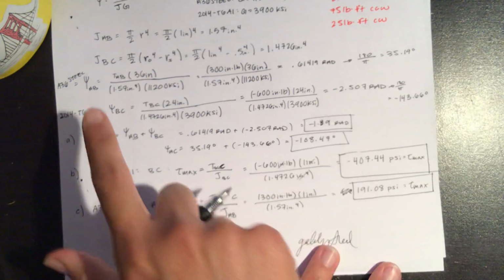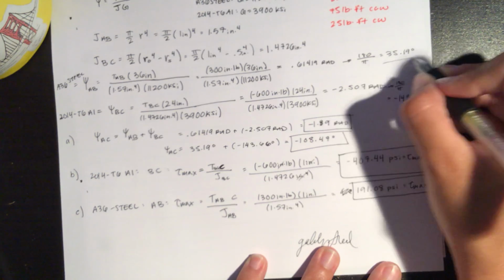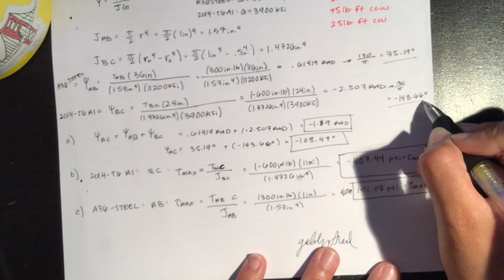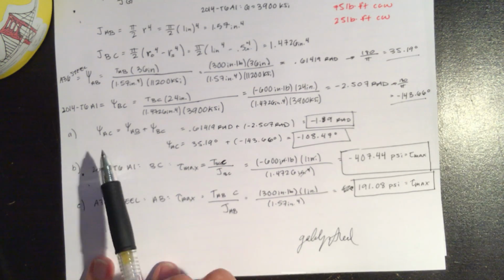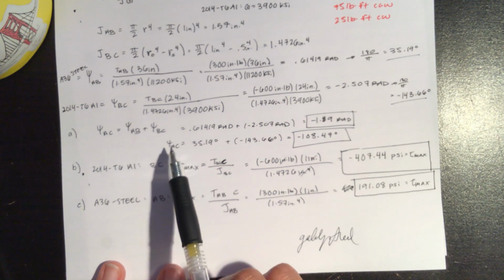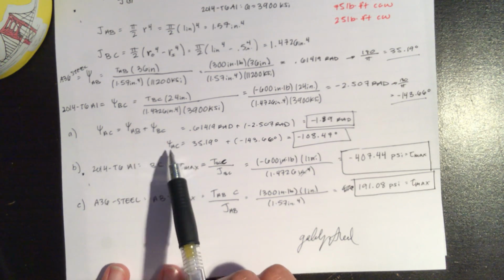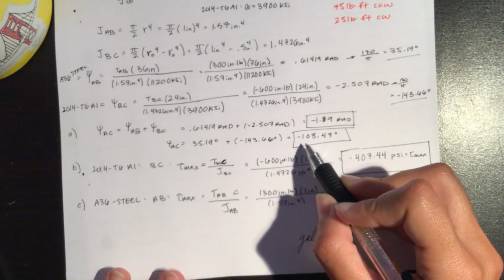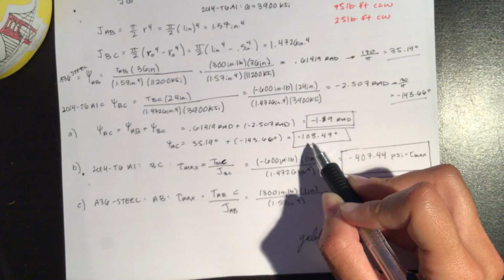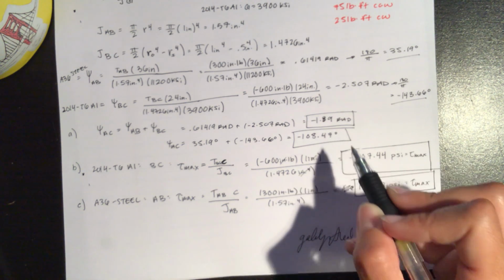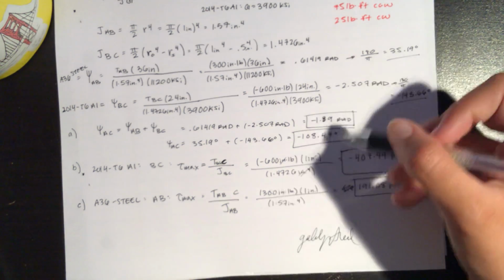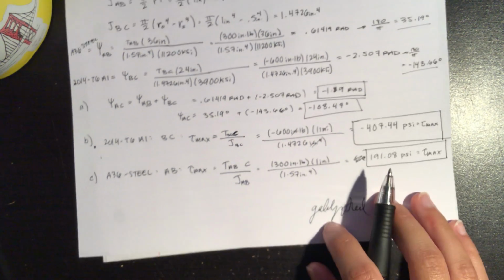For the twist angle of AB, we got 35 degrees, and for BC, we got negative 143.66 degrees. Adding these angles together, we get that the twist angle of AC is equal to negative 108.47 degrees, or negative 1.89 radians. They're equivalent. And that was part A.